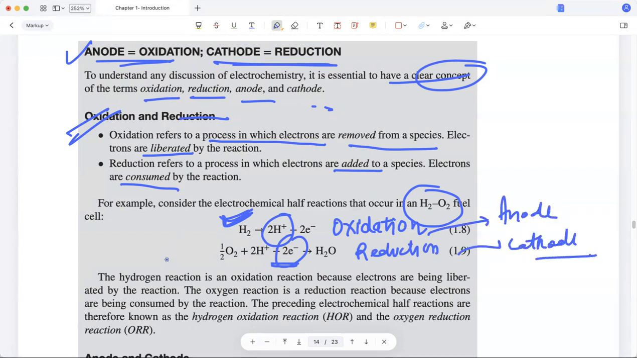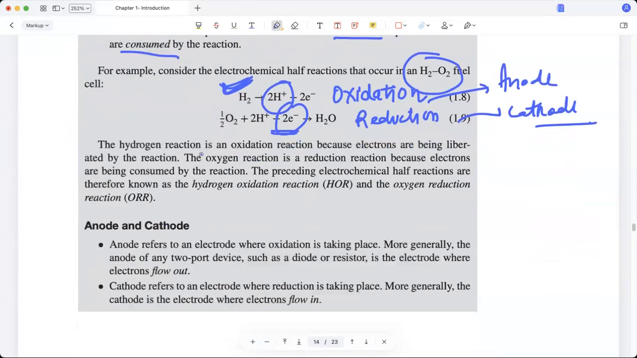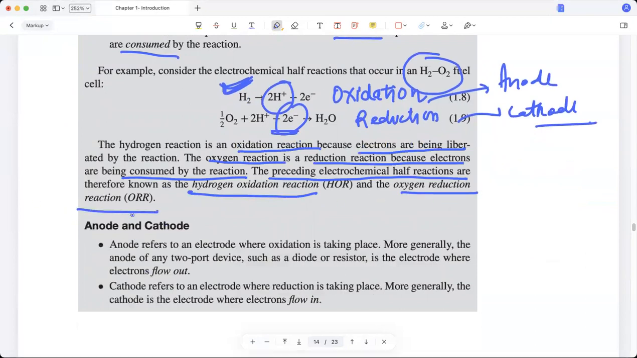The hydrogen reaction is an oxidation reaction because electrons are being liberated by the reaction. The oxygen reaction is a reduction reaction because electrons are being consumed. The preceding electrochemical half reactions are therefore known as the hydrogen oxidation reaction and the oxygen reduction reaction.